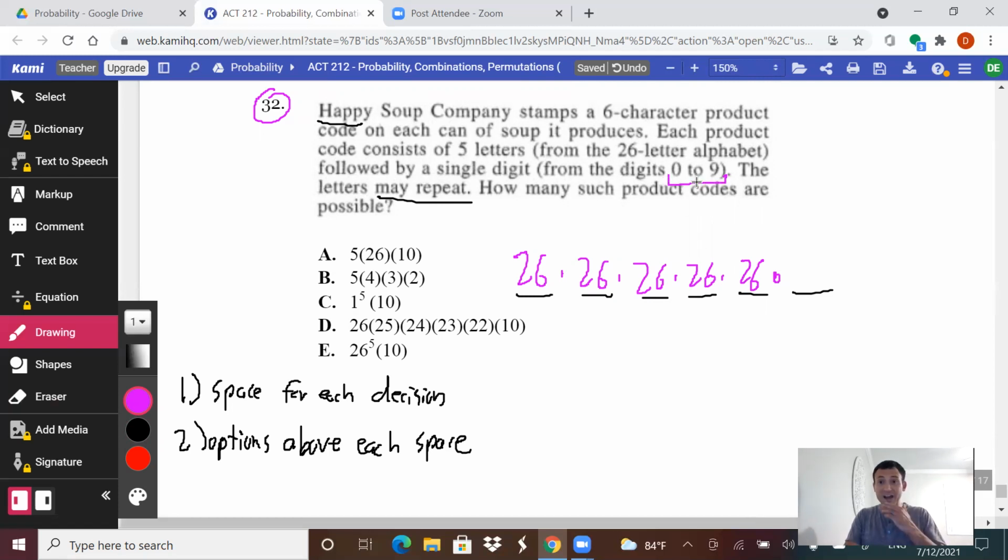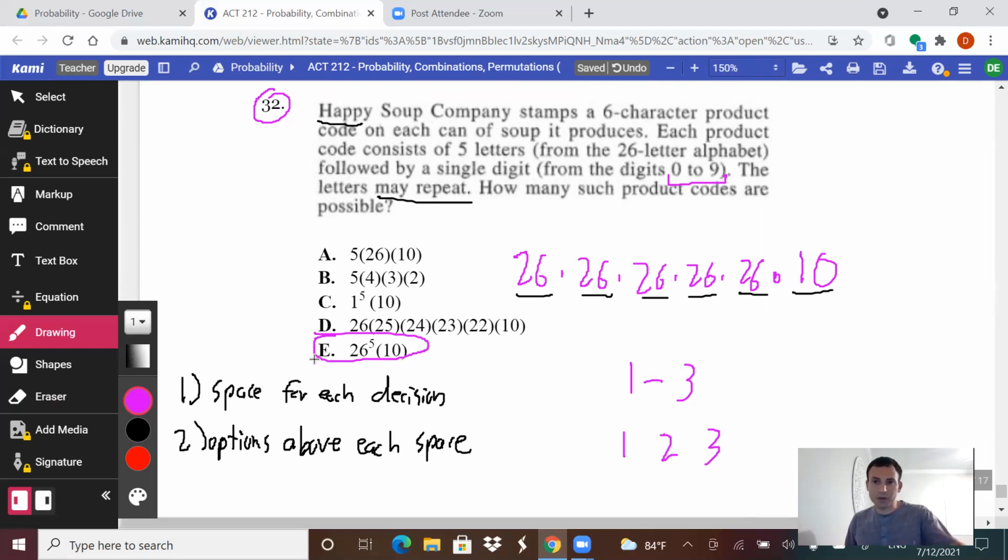Be careful, that's 10 digits. How do I know that? Really simple. You take the difference and add 1. 1 to 3 is 3 digits. It's not 2, right? We have 1, 2, and 3. 0 to 9, if you want to count it on your fingers, that's 10 digits. So really, we're looking at 26 to the 5th power times 10.